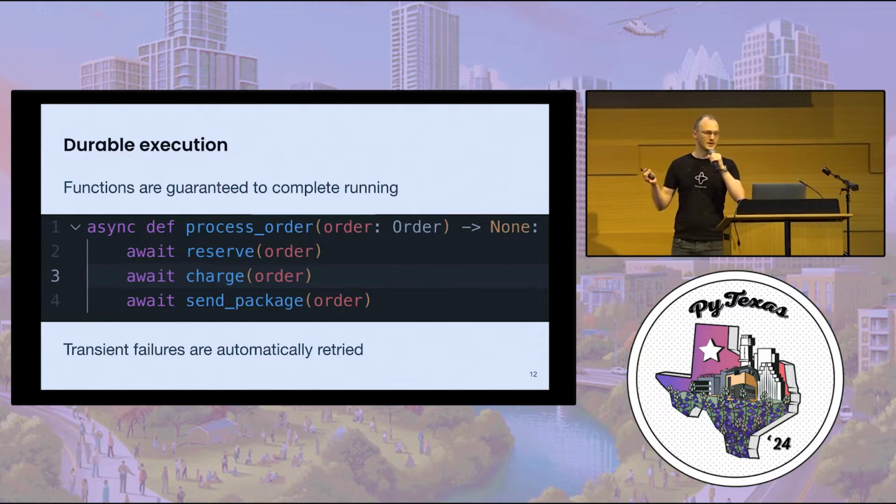Also in durable execution, transient failures are automatically retried. So let's say in the charge step, I'm trying to talk to the Stripe API and it's temporarily down, then it'll automatically be timed out and retried. By default, with exponential backoff forever. And whenever that charge step completes, maybe it took minutes or days, you'll reliably run the next line 4 and send the package.